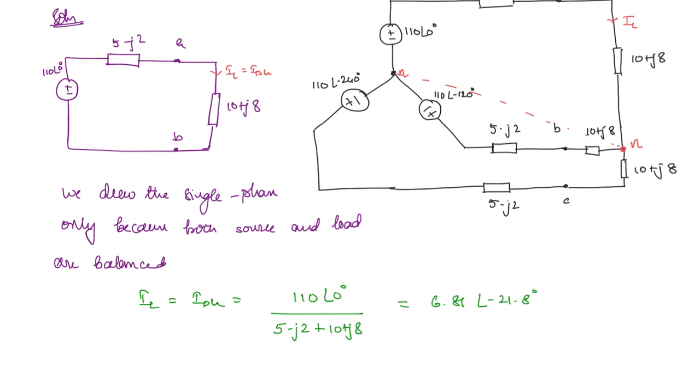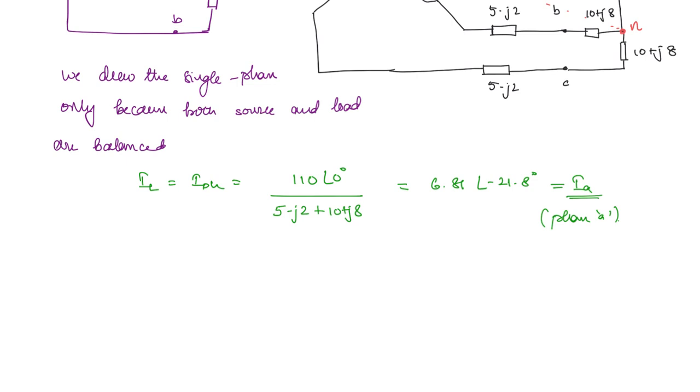Okay. So now this is only for phase A. That means this is IA, only phase A. We want other phases as well, other line currents as well. So the other line currents will also be the same in magnitude. What will be the magnitude? 6.81. And what will be the phase?